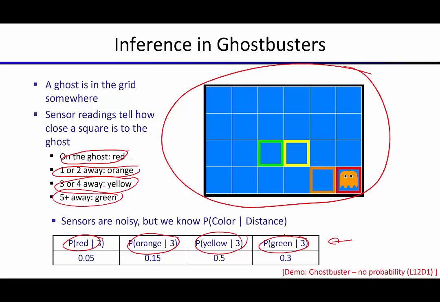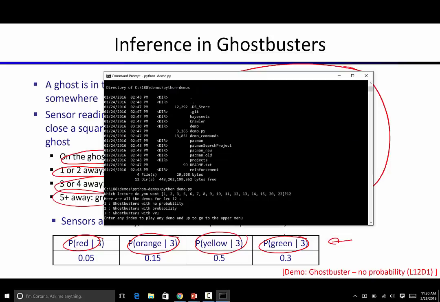This is true for many sensors. For example, if you have a laser rangefinder that's trying to measure distance to a wall, it's not going to tell you exactly how far away that wall is. There's going to be some variance around it. And this is true for almost every sensor out there. So let's take a look at what we can do in terms of finding the ghost.